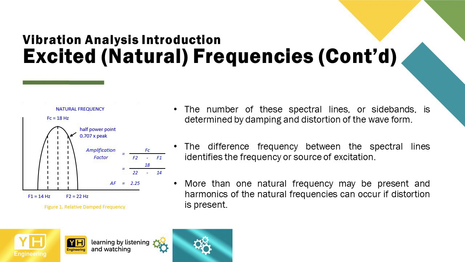The number of these spectral lines, or sidebands, is determined by damping and distortion of the waveform. The difference frequency between the spectral lines identifies the frequency or source of excitation. More than one natural frequency may be present, and harmonics of the natural frequencies can occur if distortion is present.